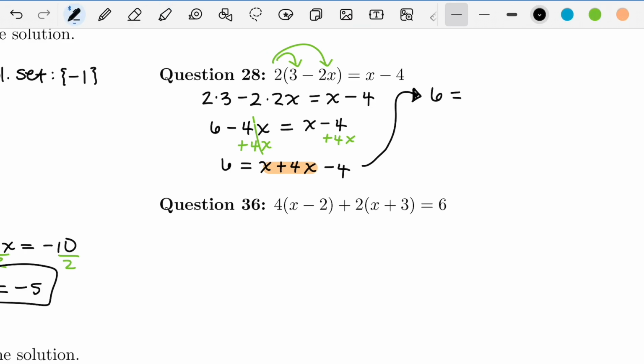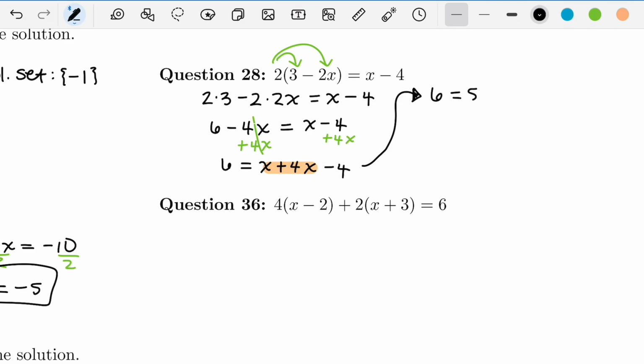So I have 6 is going to be equal to 5x. I have 1x, and I'm adding 4 more x's to that. That gives me 5x. And I still have this minus 4 here. Now 6 and minus 4 are also like terms, so I'm going to move them to the same side.